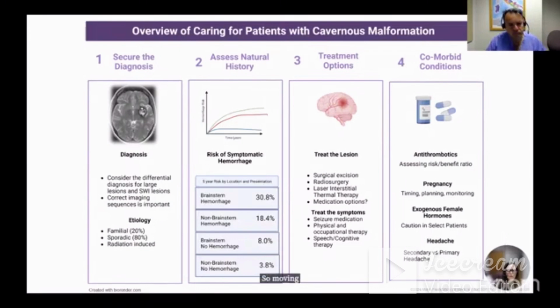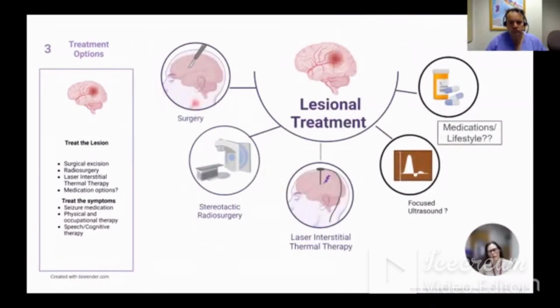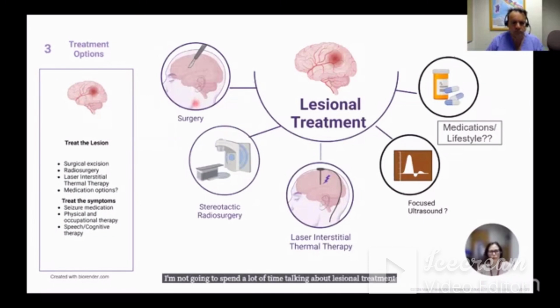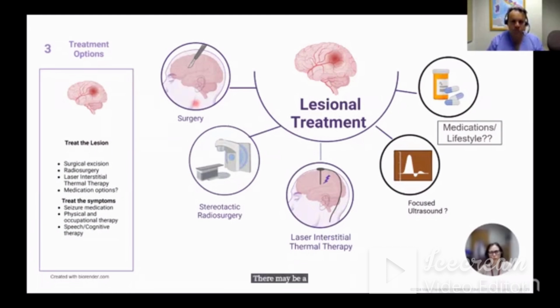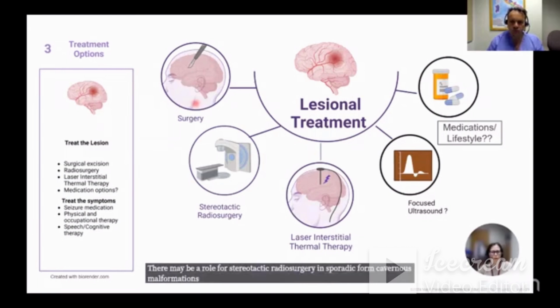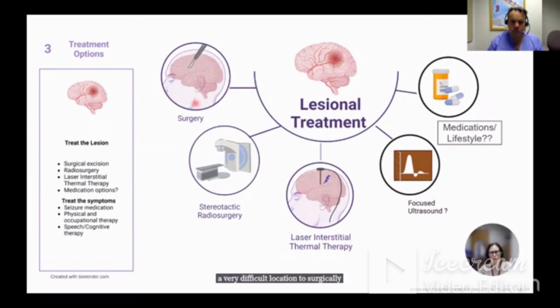So moving to treatment options, I'm not going to spend a lot of time talking about lesional treatment because Dr. Schur, who follows me, is going to talk about surgery, which by and large is what we're talking about with treating the lesion: are we going to consider surgery or observation? There may be a role for stereotactic radiosurgery in sporadic form cavernous malformations that have bled in a very difficult location to surgically extract. Laser interstitial thermal therapy is an evolving technique often considered for some seizure disorders and superficial lesions, again with evolving data, mostly from single center cohort studies. Focused ultrasound, not the thermal destructive type, but the focused ultrasound that has mechanical disruption, is being evaluated as a possible treatment at University of Virginia.